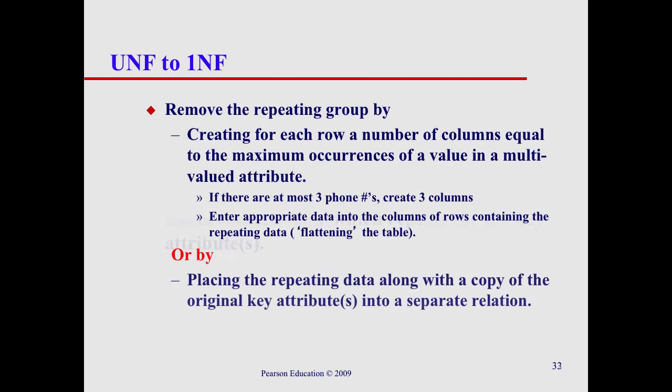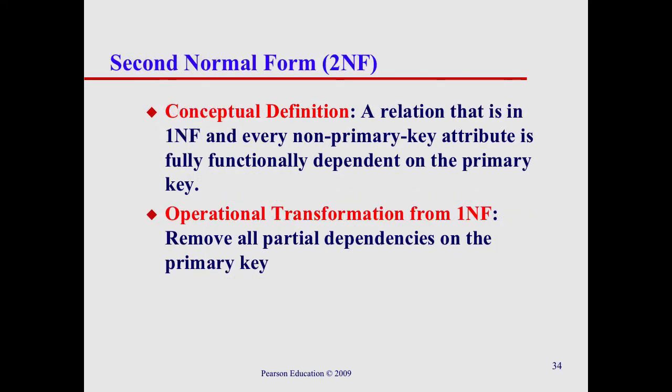Then this is where we kind of ended, with second normal form. So this is where we start today with new material. Second normal form is where we have removed so-called partial dependencies. So we say that every non-primary key attribute must be fully functionally dependent on the primary key. And the operational definition of that is we remove all partial dependencies on the primary key.